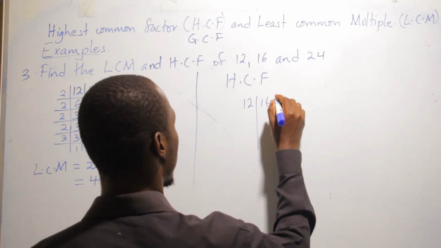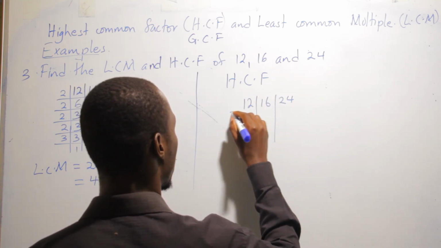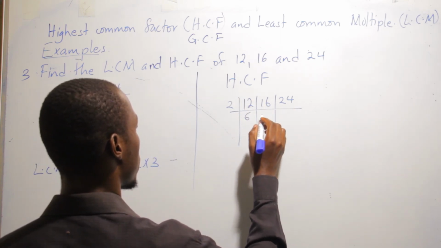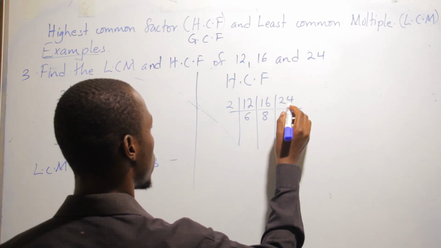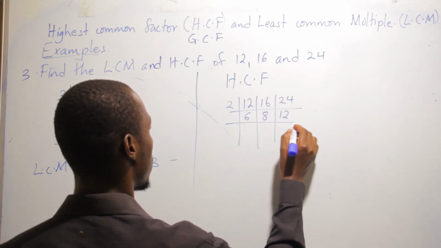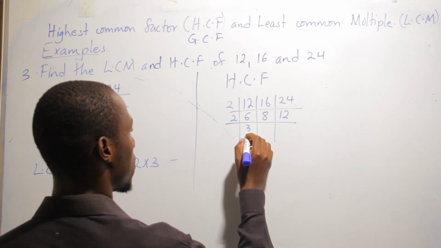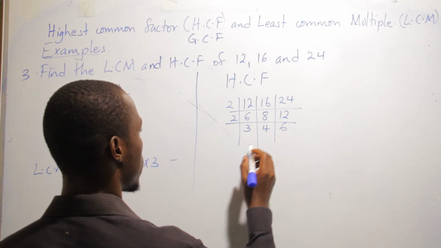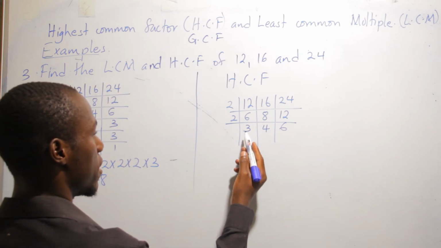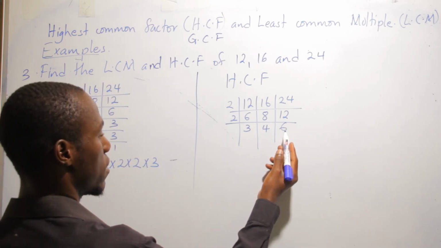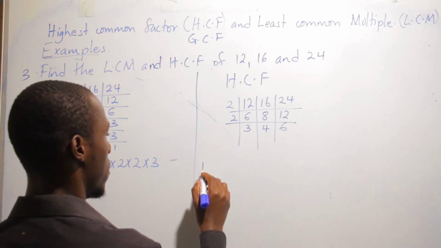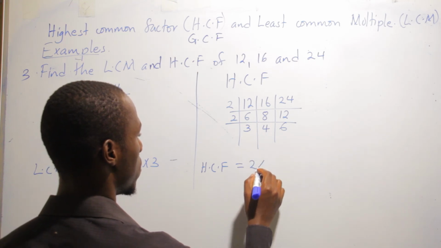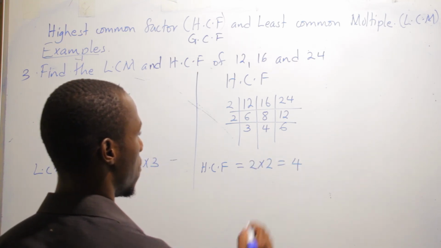So to find the HCF, we get a number that can divide all the 3 at once. 2 can divide 12 to have a 6, 16 to get 8, 24 to get 12. Still 2 can divide to get a 3, 4, and then we get a 6. Now there is no number that can divide 3, 4, and 6 at the same time. So the HCF is equivalent to 2 times 2, which is 4.